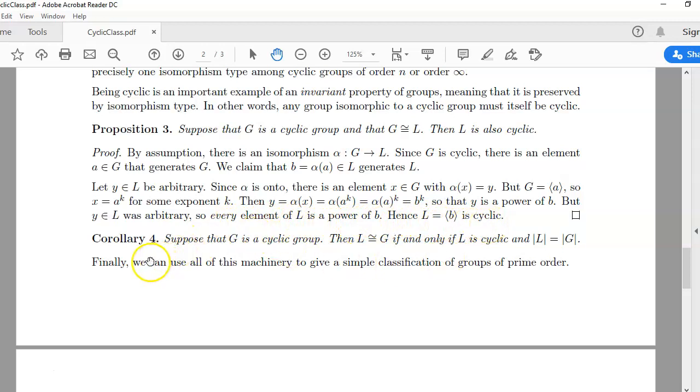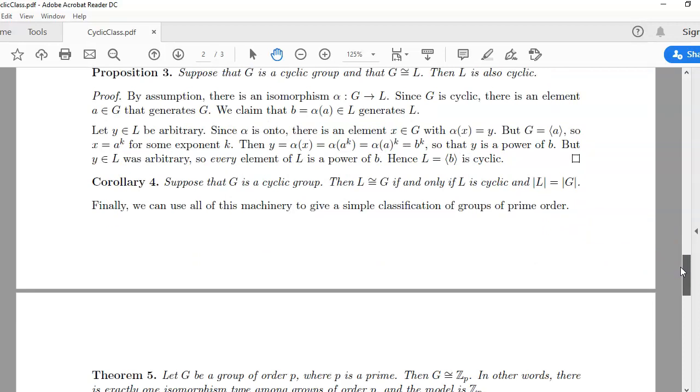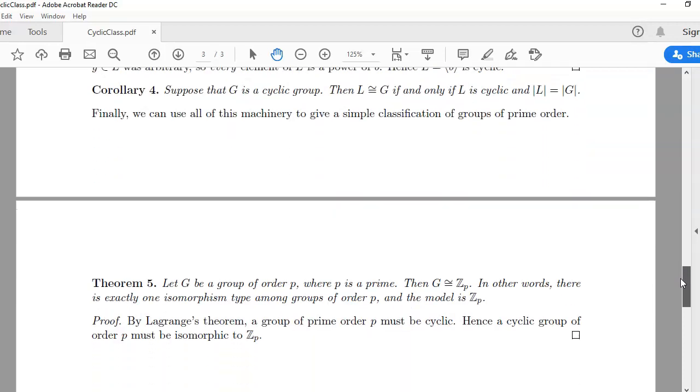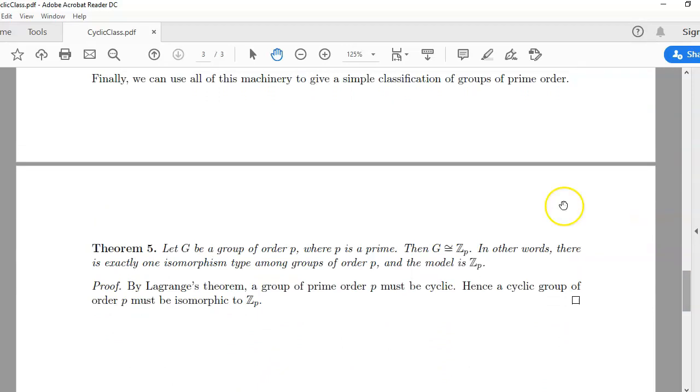And so that gives us an immediate corollary: suppose that G is cyclic. Then how do you know if a group L is isomorphic to it? Well, that happens if and only if L itself is cyclic and of the same size. That's just this theorem together with everything else we've done before this. What I really wanted to get to here is this amazing fact that we can now prove in a few short sentences, which is that we can finally use everything that we know so far to classify groups of prime order. We already classified all cyclic groups, and I claim that we can now use that to classify all groups of prime order.